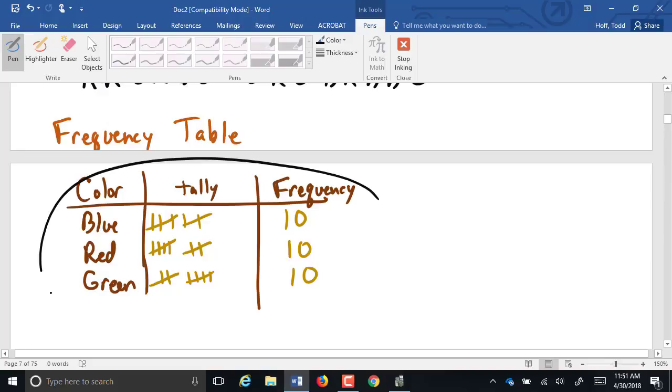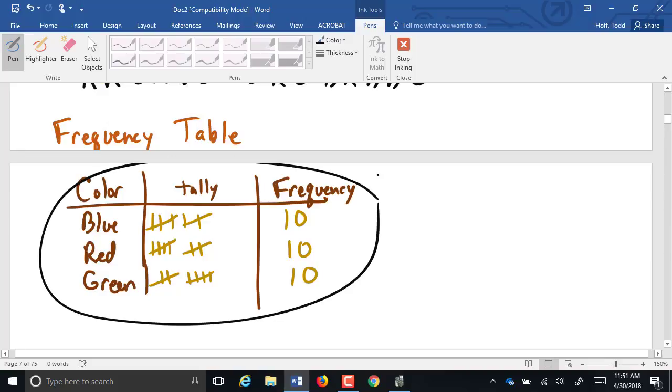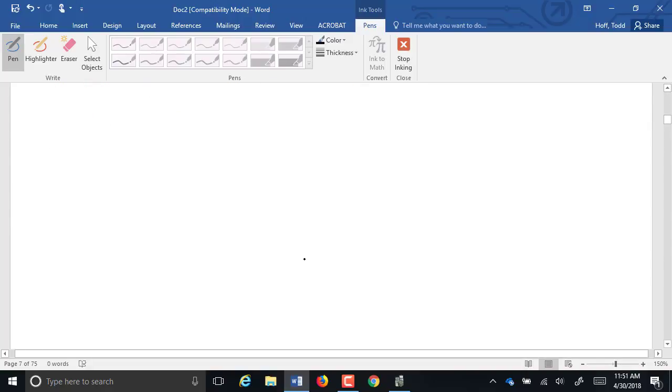Now here, with only a few colors, only 3 choices, it would be pretty easy to look at this table and say, now the numbers are all the same, but if they were different, it'd be pretty easy to look at this table and say which one happened the most often and which one was the least often, with only 3. But if there were more choices, that would be a little more difficult.